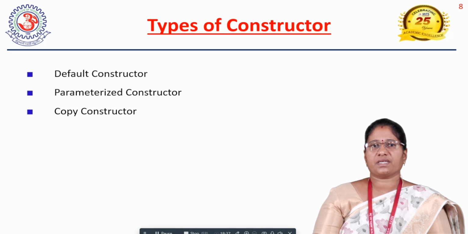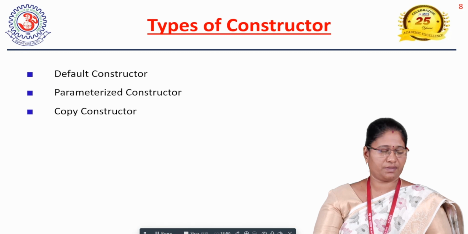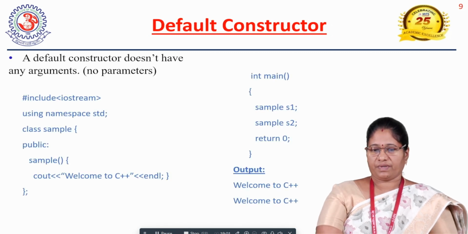Another constructor is called the copy constructor. Here the copy constructor means we create one object. With the help of that object, we assign the value to another object. That is what we call the copy constructor. So the same value should be there in more than one object. That is called the copy constructor. So I will explain one by one.